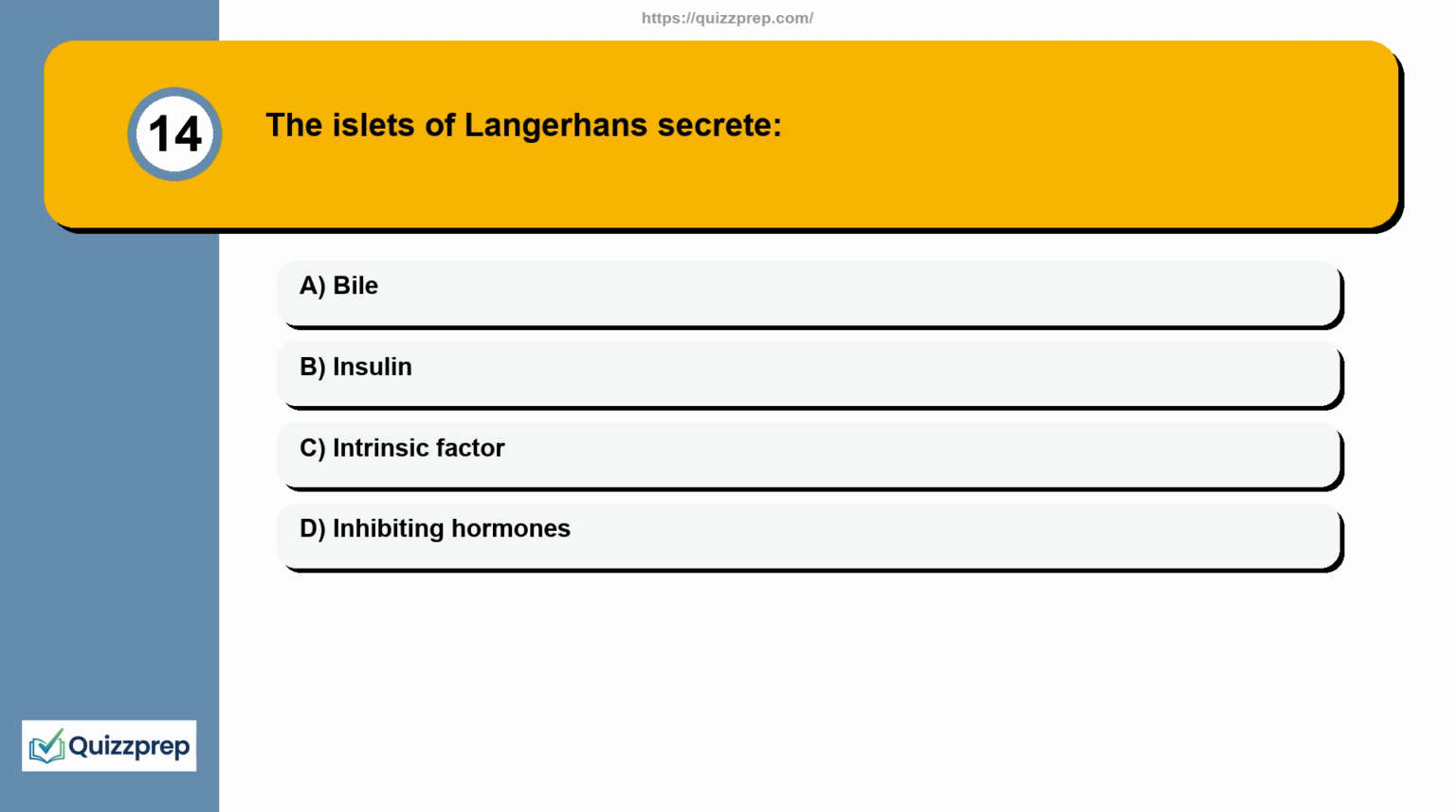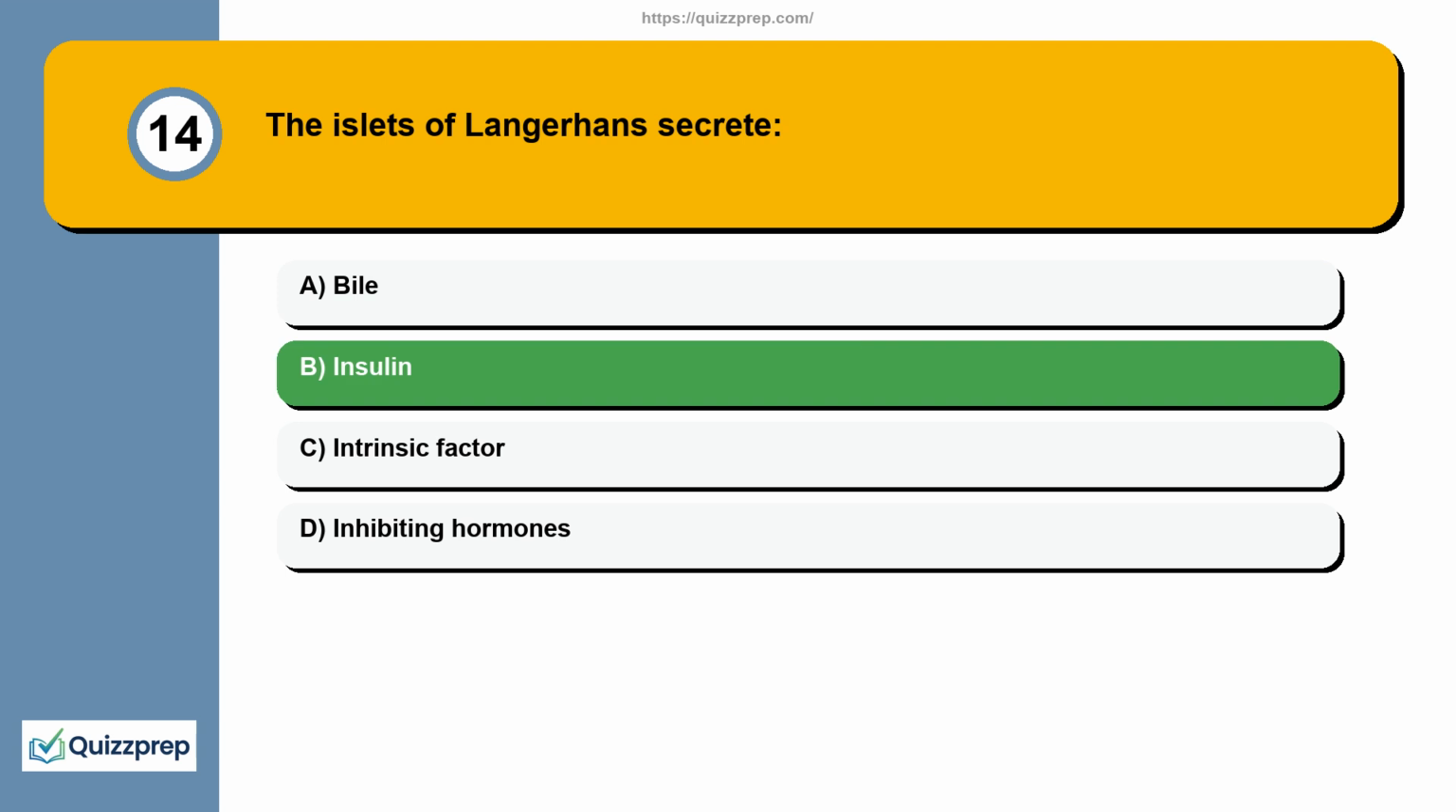Question 14. The islets of Langerhans secrete: option A, bile. Option B, insulin. Option C, intrinsic factor. Option D, inhibiting hormones. The correct answer is option B, insulin.